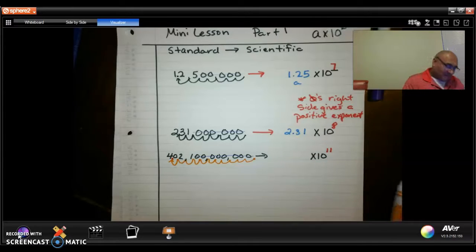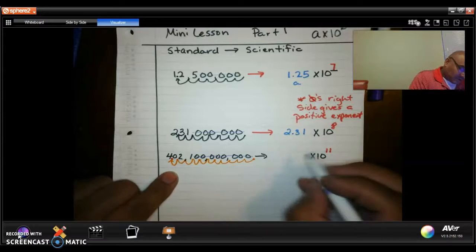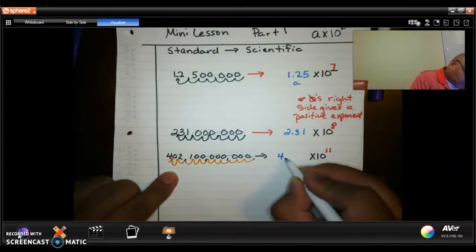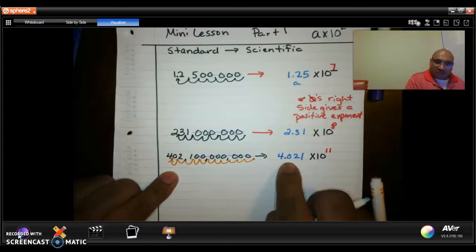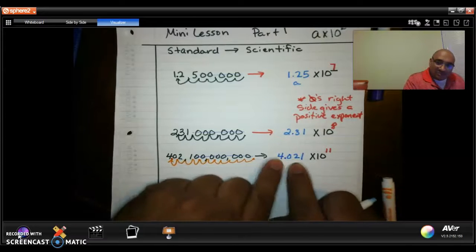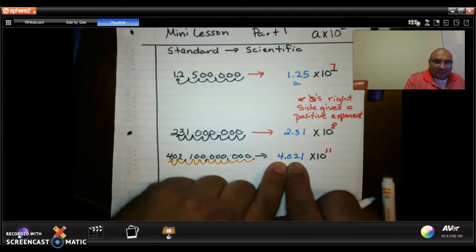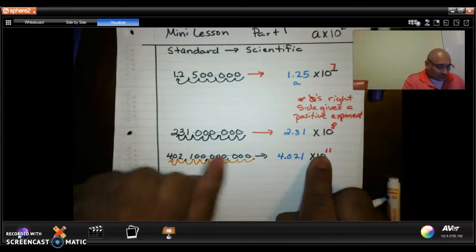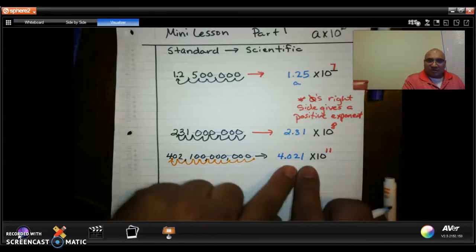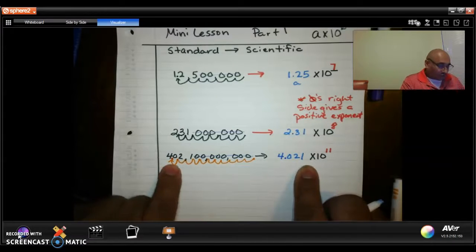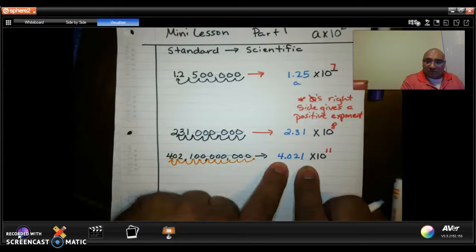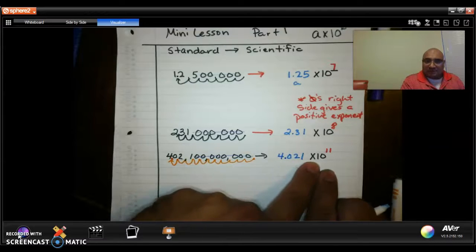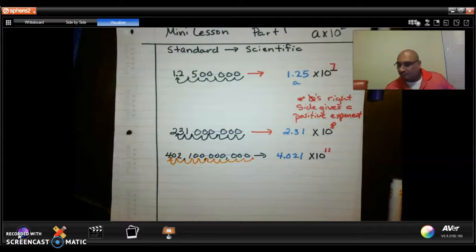But my A value, meaning the number, is going to be 4.021. We're keeping this 0 because it's in between these numbers. It's not at the end like these were back here. So for our answer, for 402,100,000,000, our answer is going to be 4.021 times 10 to the 11th power.